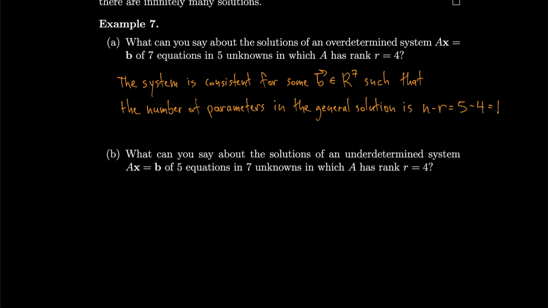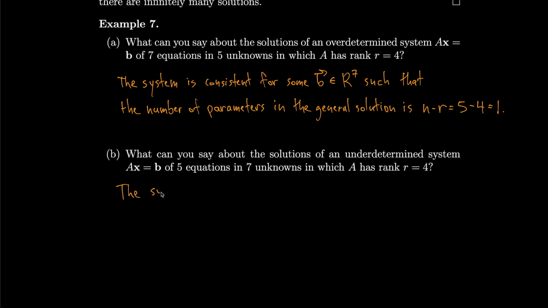What can we say about the solutions of an underdetermined system, Ax equals b, of 5 equations in 7 unknowns in which A has rank r equals 4? Well, it's underdetermined, so that means that it could be consistent or it could be inconsistent.